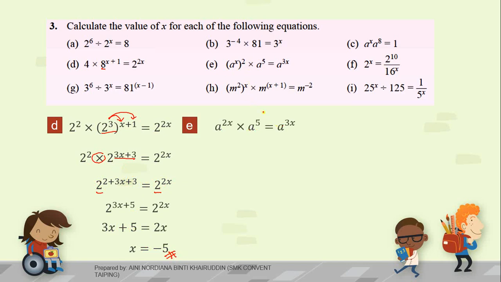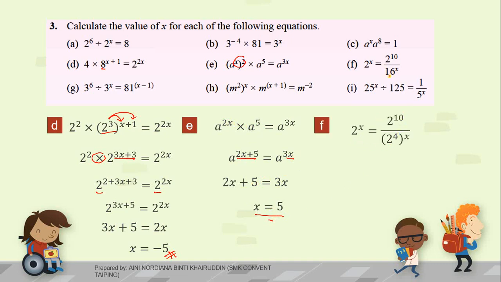For E, this is 2x. And then x plus 5. So the indices are equal, then you get x equals 5. For F, 16 change to 2 to the power of 4. And then 10 minus negative 4. So the bases are equal, so the indices are equal. So x equals 10 minus 4x. So x equals 2.